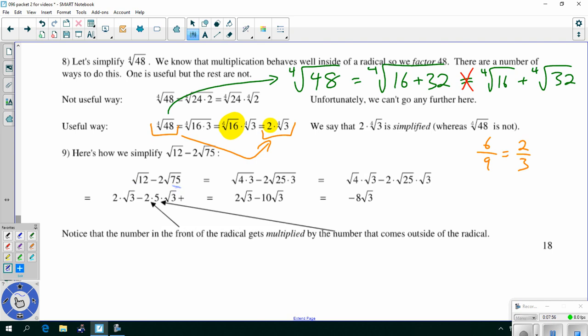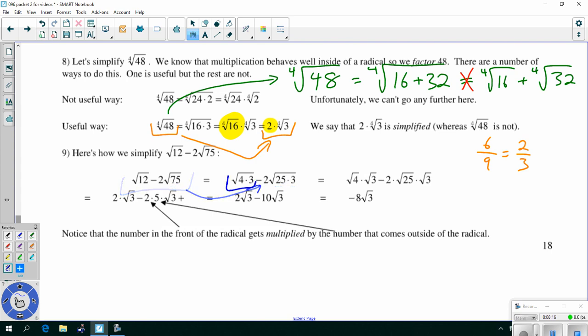For example, 75 is 5 times 15. It's true, it's not helpful. Find a perfect square that goes into 75. Hopefully we see it is 25, and in particular 75 is 25 times 3. Everything else in here has been copied. All we've done is factor 12 in a particular way and factor 75 in a particular way.